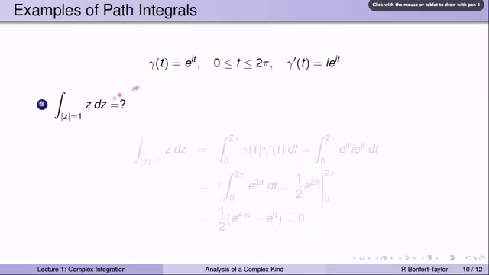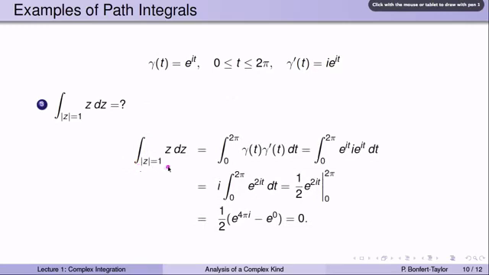Instead of 1 over z, we take z. So again, gamma of t is e to the it, gamma prime of t is i e to the it. So the integral over this curve gamma of z dz is therefore the integral from 0 to 2 pi. We replace z with gamma and dz with gamma prime of t dt. Gamma of t is e to the it, gamma prime of t is i e to the it.